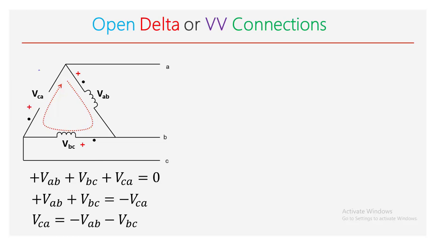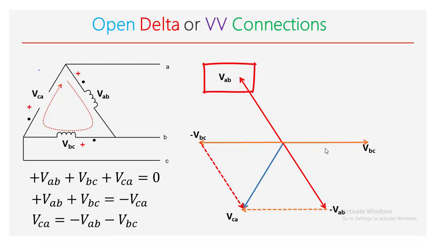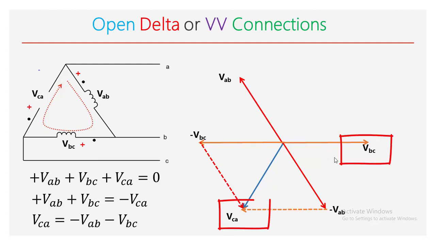Rearranging the above equation, we'll get VCA as minus VAB minus VBC. Let me first draw VAB and VBC. These are the line voltages. Now get minus VAB and minus VBC. Draw a line exactly opposite to VAB to get minus VAB. Draw a line exactly opposite to VBC to get minus VBC. Take the phasor sum of these two to get the line voltage VCA. Now you can observe very clearly that here also we got three line voltages VAB, VBC and VCA.